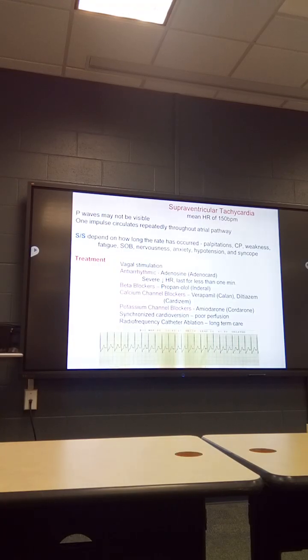So you can do vagal maneuvers, vagal stimulation, to slow that down. The antiarrhythmic is adenosine because it's an SVT, it's got an S, so we can give adenosine. And then your beta blockers, calcium channel blockers, and all that. With this, you can do synchronized cardioversion.